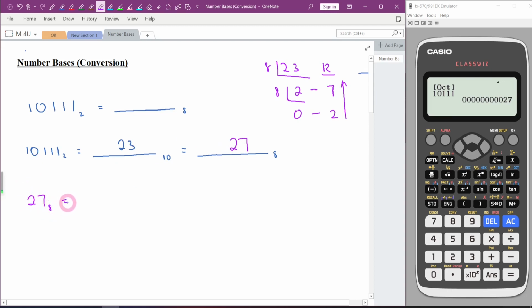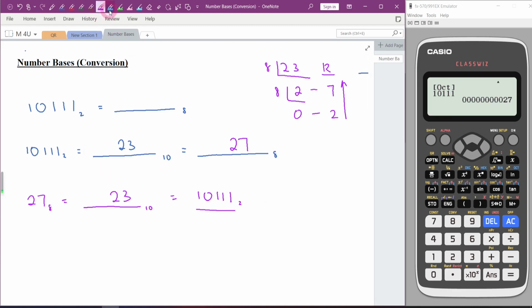27 base 8. First, we convert to base 10. I think this one should be no problem, right? You can do it yourself, which is 23. And then we keep on dividing this number by 2. You will get back this 10111 base 2.